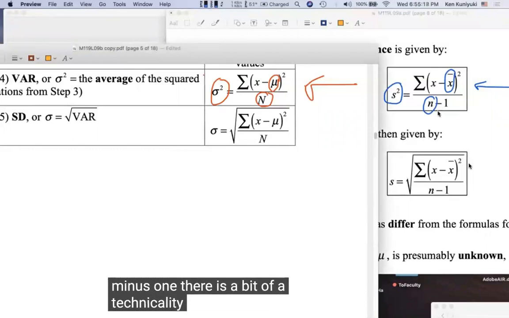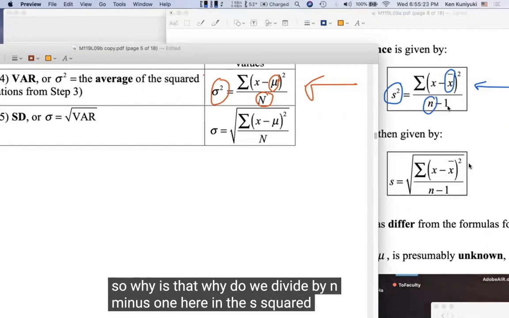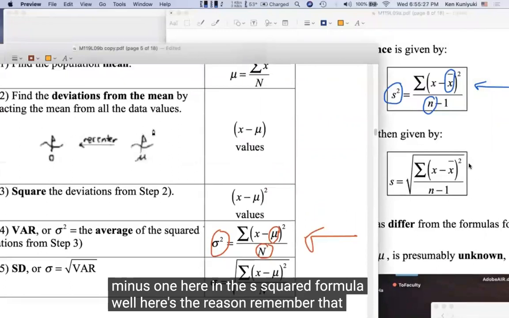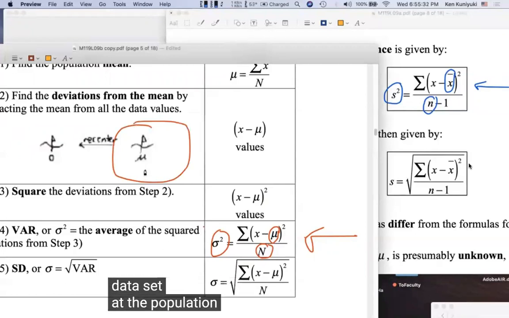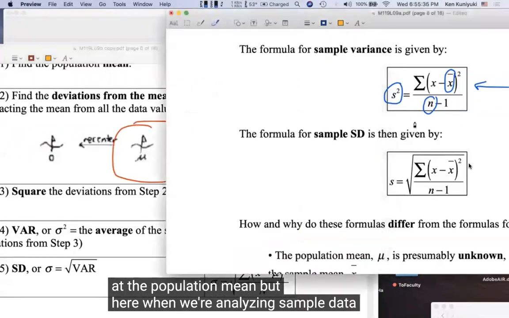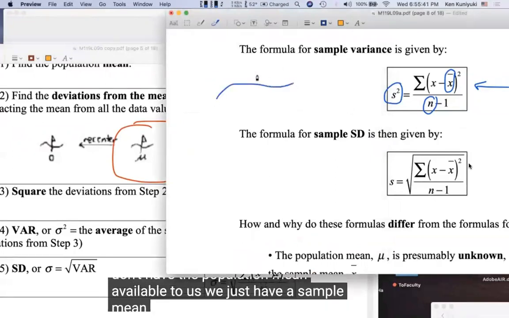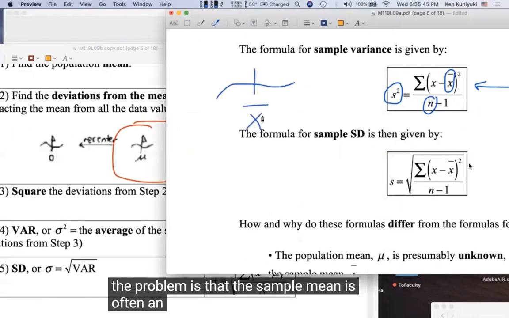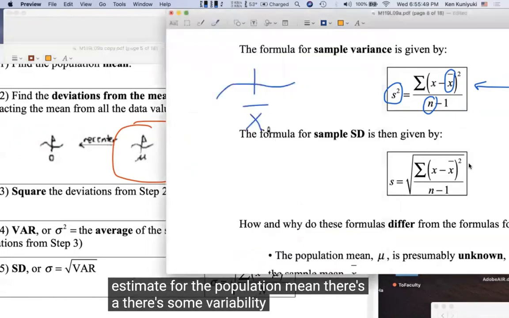There is a bit of a technicality here. So why is that? Why do we divide by n minus 1 here in the S squared formula? Well, here's the reason. Remember that we're supposed to plant our flag for the data set at the population mean. But here, when we're analyzing sample data, we don't have the population mean available to us. We just have a sample mean. The problem is that the sample mean is often an imperfect estimate for the population mean. There's some variability that's thrown in.